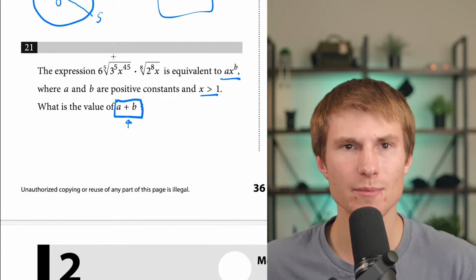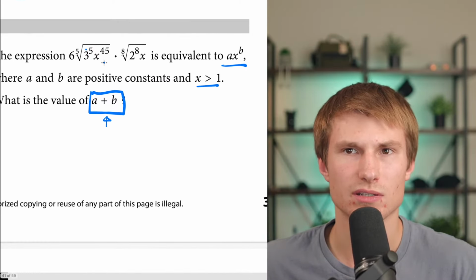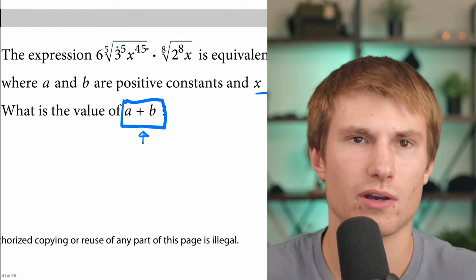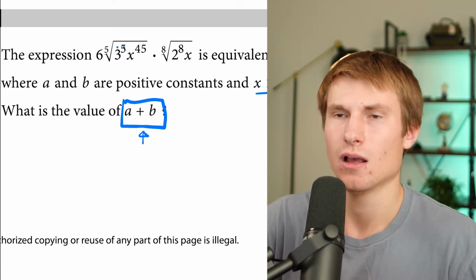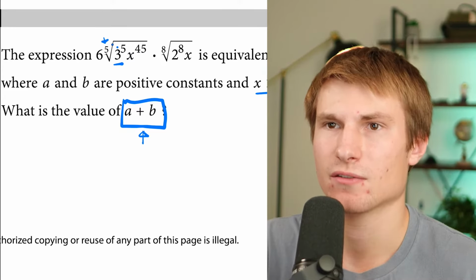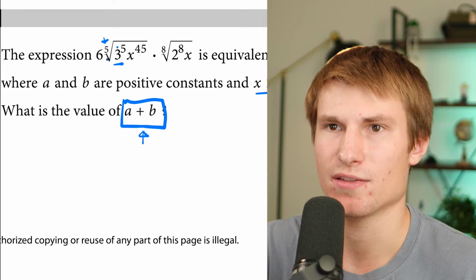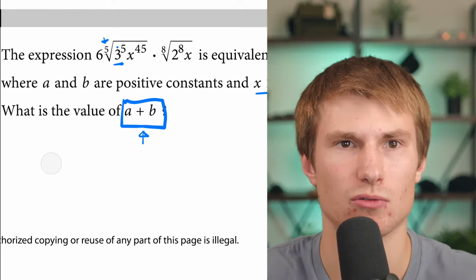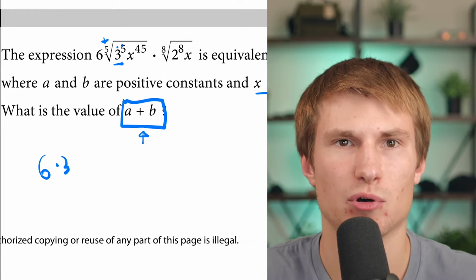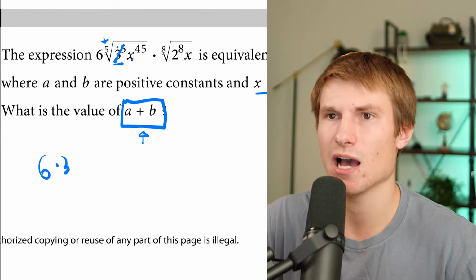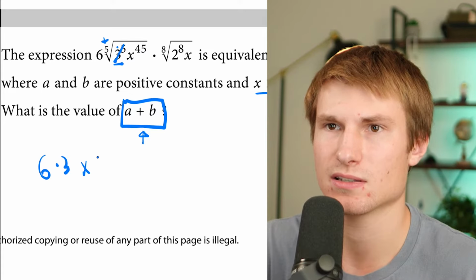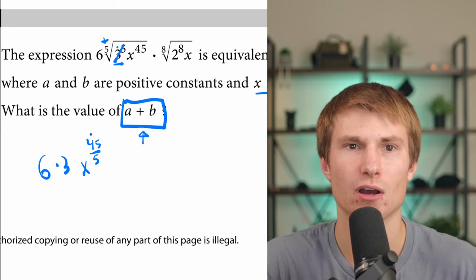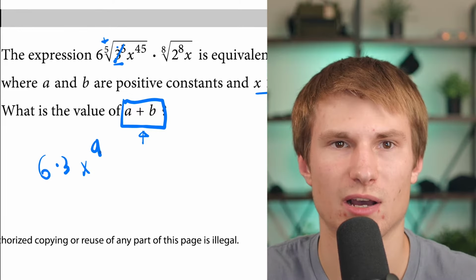So let me zoom in on this so you can see very clearly what I'm going to be doing. I wanted to zoom in right here so I don't have to rewrite it. If I've got 3 to the power of 5 and I'm taking the fifth root of that, that's going to leave me with a 3 that can get extracted. So I have 6 times 3, and I'll write these down below. Now I've pulled out that 3 to the fifth. Next thing I've got is x to the power of 45. Since we're taking the fifth root of that, it could be rewritten as x to the 45 over 5. 45 over 5 is 9, so that gives us x to the power of 9.